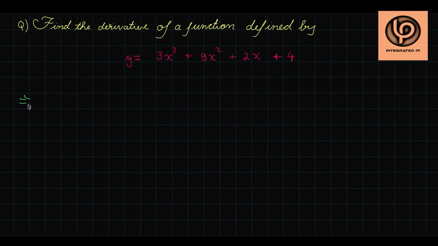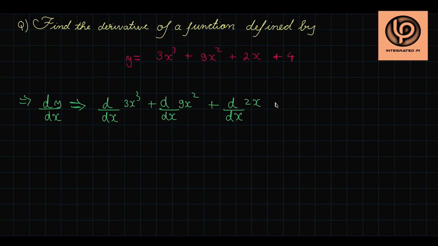Okay, so the solution goes like this. We have to find dy by dx of this function over here. So as I said in the first rule, we differentiate each of these separately. So we write d upon dx of 3x cubed plus d upon dx of 9x squared plus d upon dx of 2x plus d upon dx of 4.